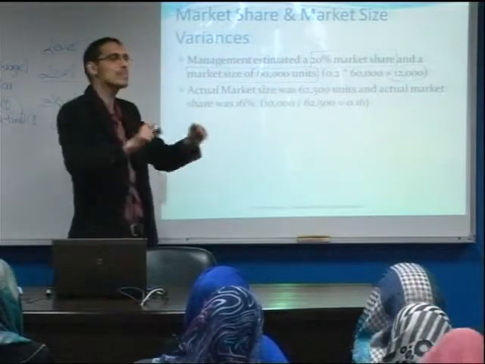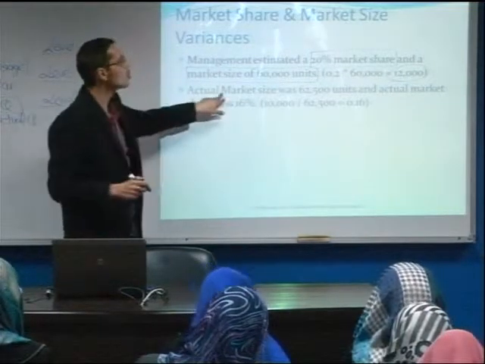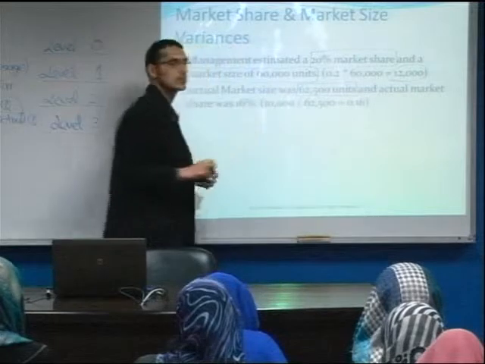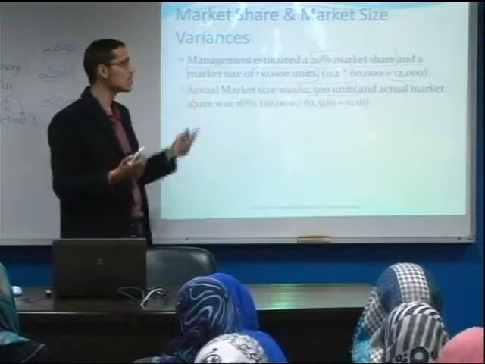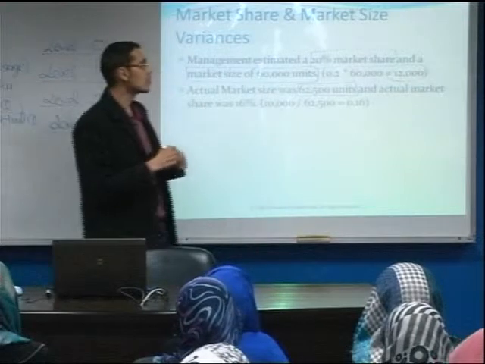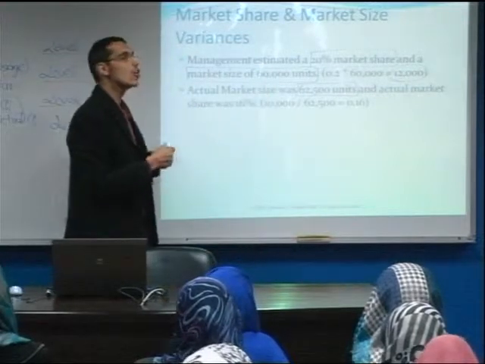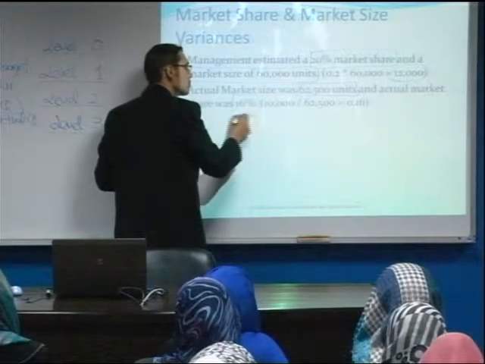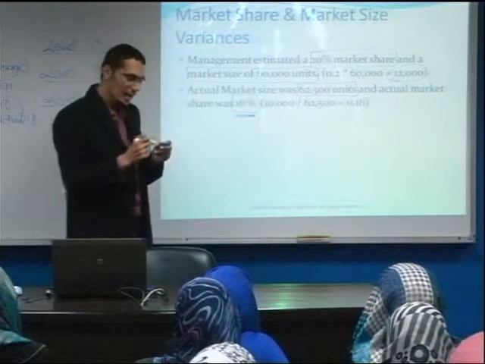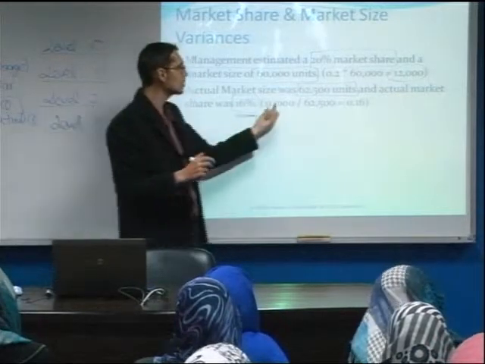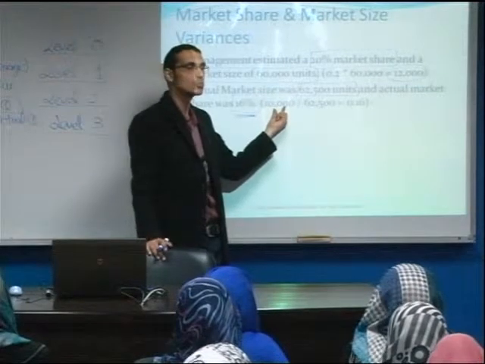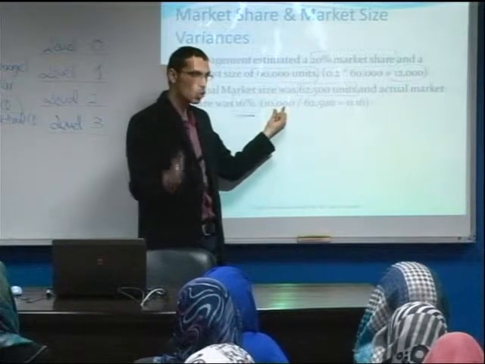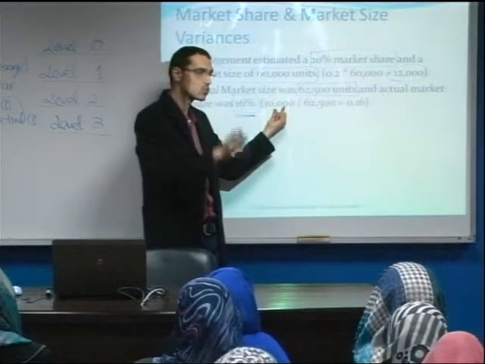Now, what has happened actually? Let us see. Actual market size was 62,500 units. Therefore, we have an increase in the market size. But the actual market share was only 16%. How did we calculate this 16%? We calculated the 16% according to the 10,000 actual units that were sold. We said, according to the example, that we sold an actual amount of 10,000 units.